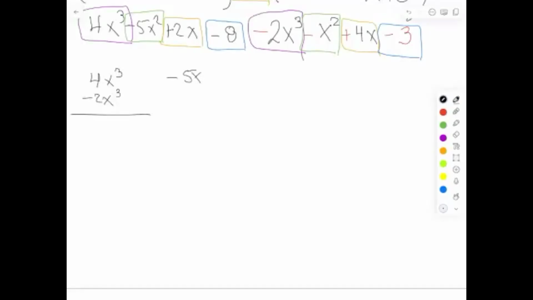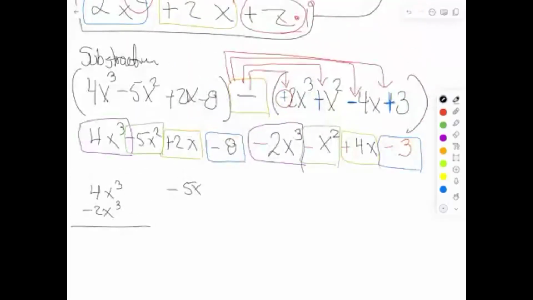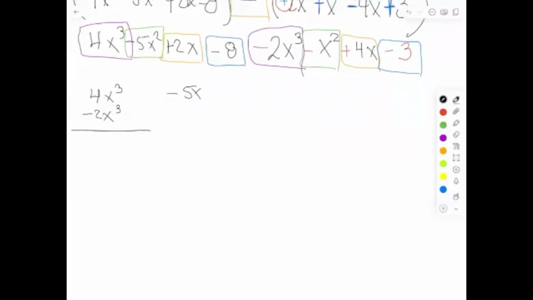No, Mazriha. We already changed the signs. Remember, we distributed. You see the signs change for all of them? Good. Okay, good question. Negative 5x squared minus x squared over. Next, 2x plus 4x. Boom. Negative 8 minus 3.